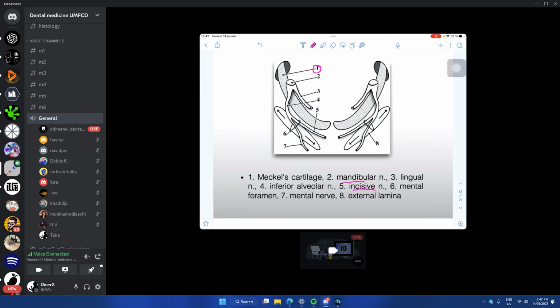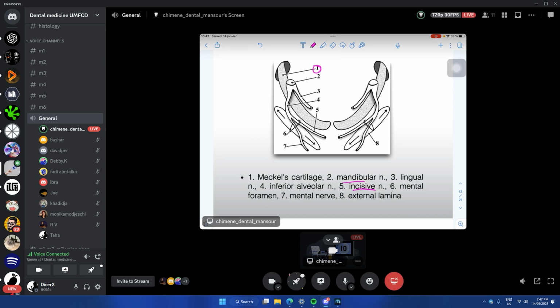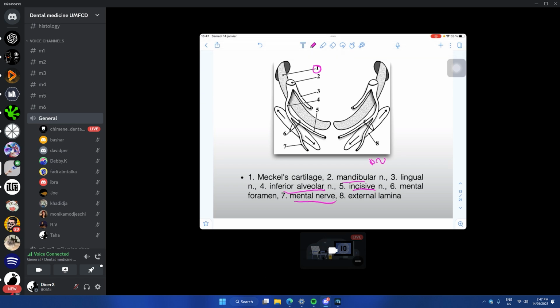Okay. So if your professor asks you where those nerves come from: the inferior alveolar, the lingual, the mandibular, the incisor, and the mental, of course. Those are the branches of the facial nerve. Sorry for my handwriting. So the cranial nerve 7.